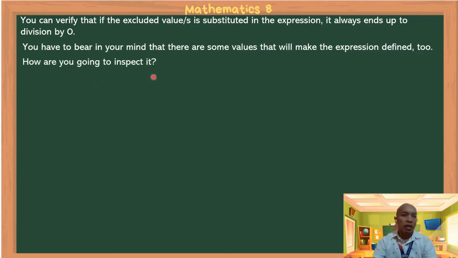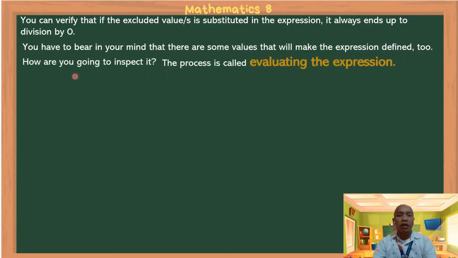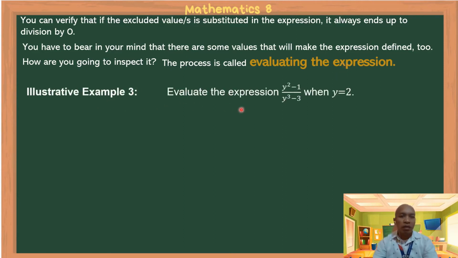How are you going to inspect it? That the value of the fraction, the rational algebraic expression, is undefined. So this process is called evaluating expression. So let's have an example: y squared minus 1 all over y cubed minus 3. We're asked to evaluate this one given that y is equal to positive 2.